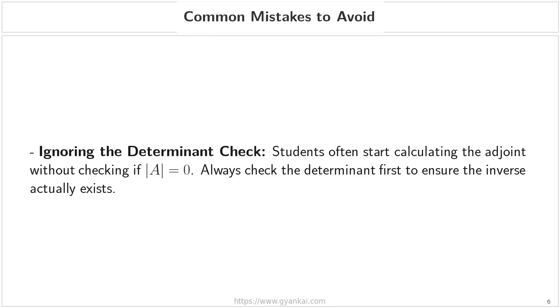First, please do not ignore the determinant check. I have seen many students jump straight into the heavy calculations of the adjoint without first checking if the determinant of A equals 0. Always calculate the determinant first. If the determinant is 0, you can stop immediately because the inverse simply does not exist.